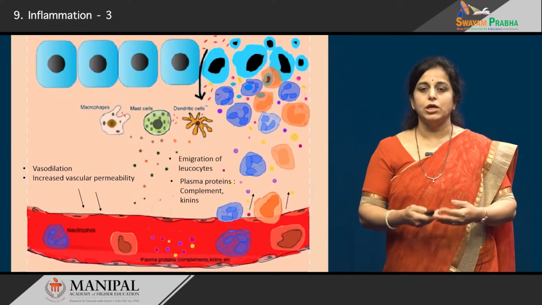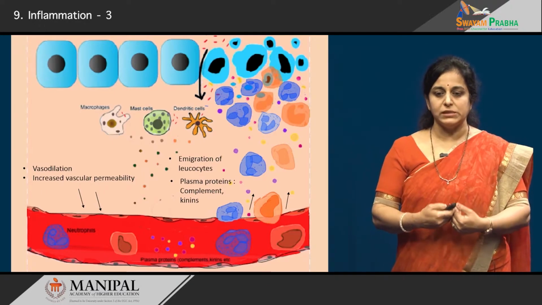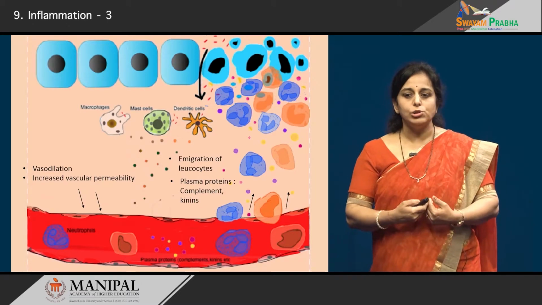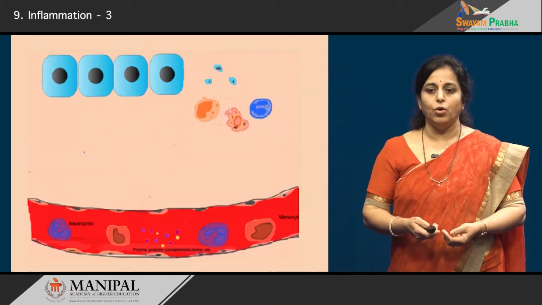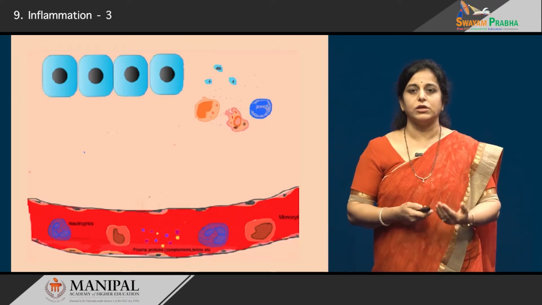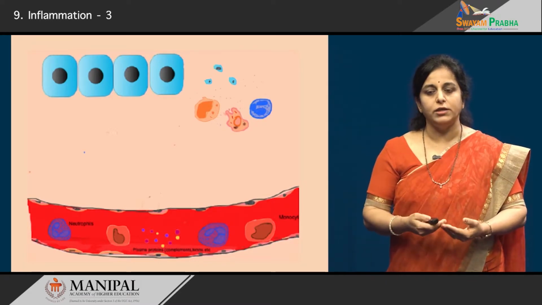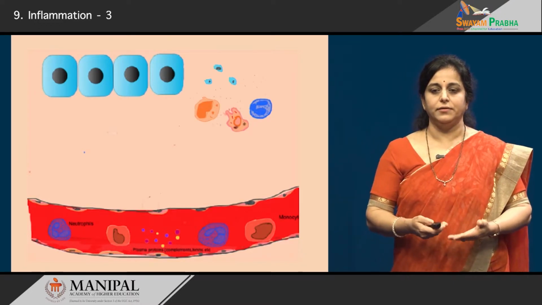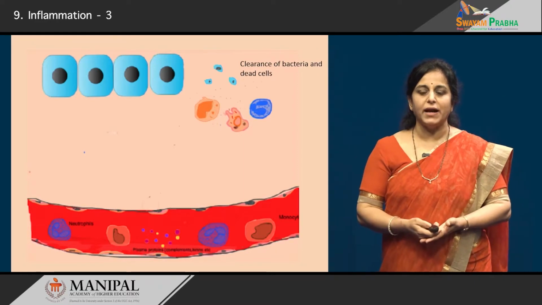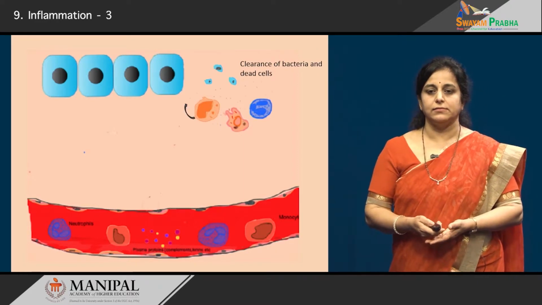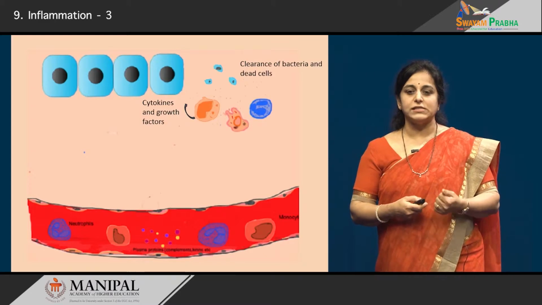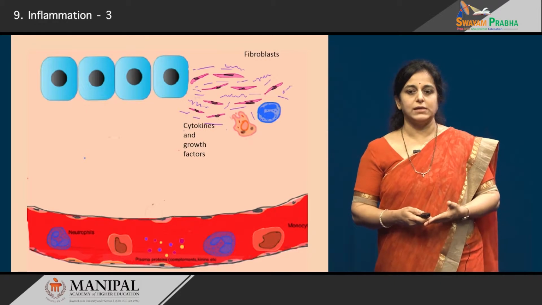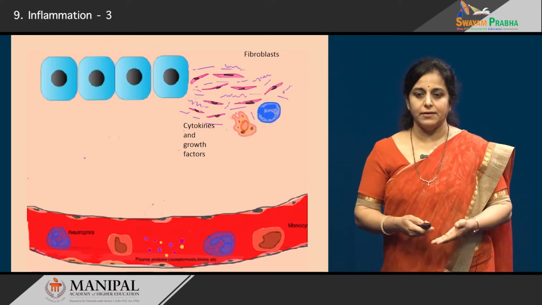Along with the leukocytes, you also have several proteins present in circulation, like the plasma proteins, complements, and kinins. These are also released to the site of injury. Together, they tackle the injurious agent and destroy the damaged tissues. So, you can see here the whole thing is eliminated, so there is clearance of bacteria and dead cells. At the same time, the macrophages have released cytokines and growth factors which cause proliferation of fibroblasts and collagen, and this is the scar here.